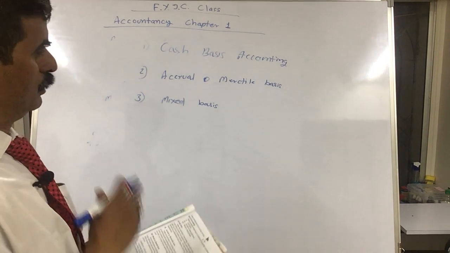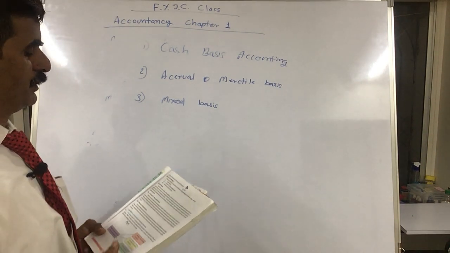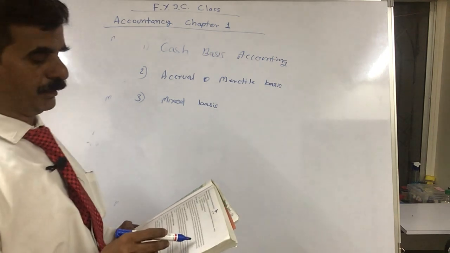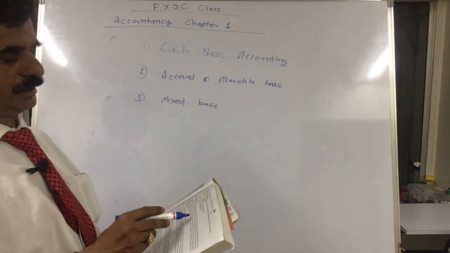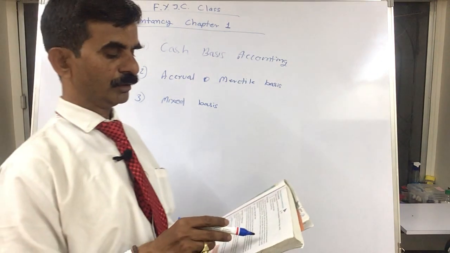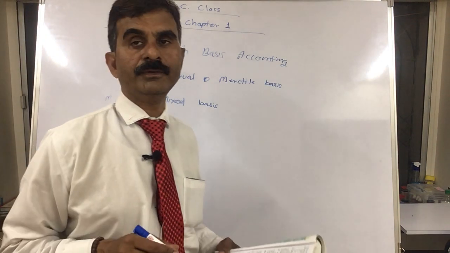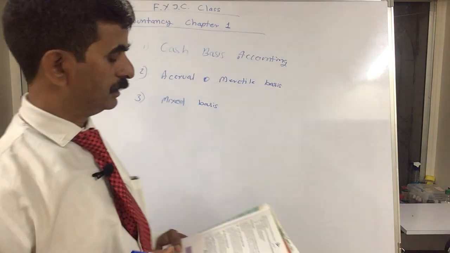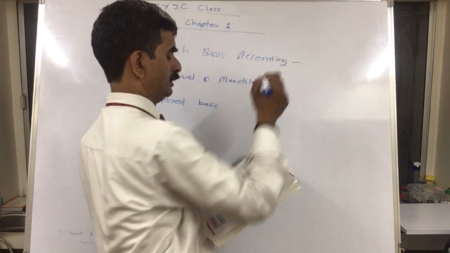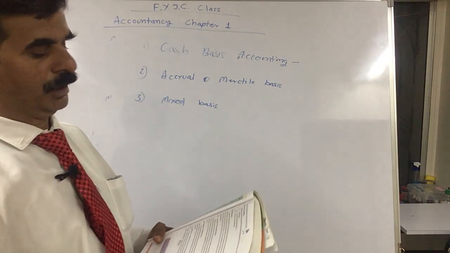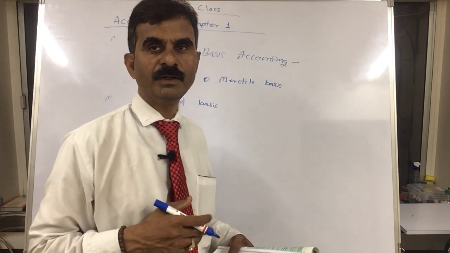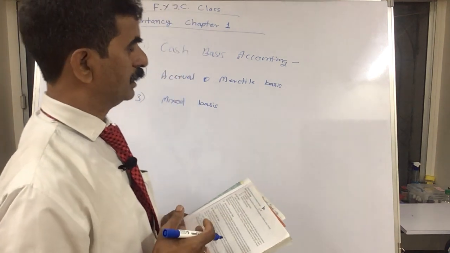So as per the chapter, what is the cash basis? As per the definition, under the cash basis of accounting, actual cash receipts and actual cash payments are recorded. Revenue is recognized when cash is received and expenses are recognized when cash is paid. Cash includes bank payments and today's transactions like Google Pay. That is called a cash transaction.